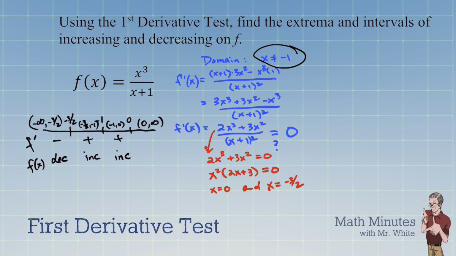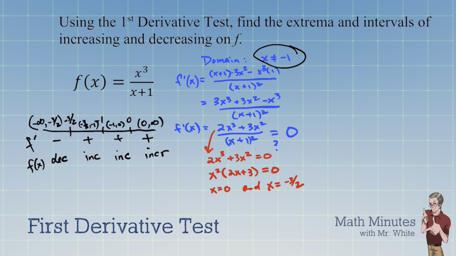Finally, let's plug in a really big number on that interval, maybe 1,000,000. If you plug 1,000,000 into this, down here you get 2 times 1,000,000 to the third. That's positive, plus positive over positive. That's all positive, so we're still increasing.